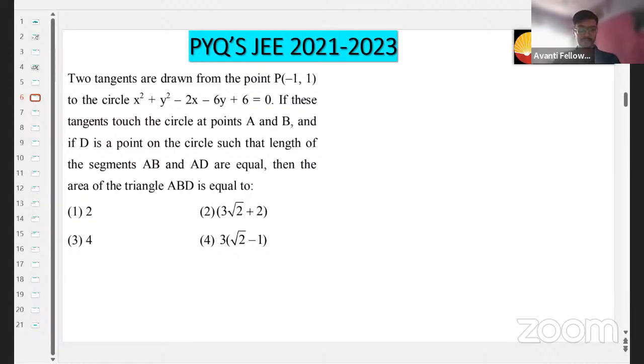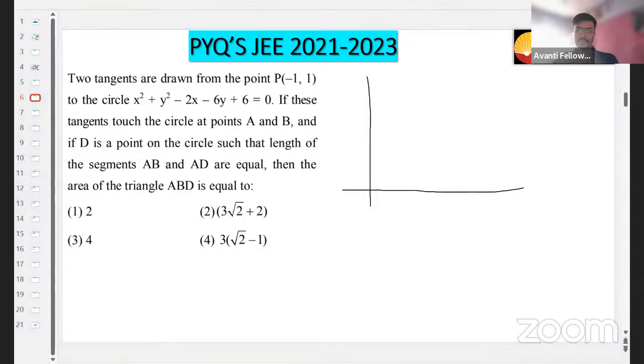I hope you have read the question. So let's try to draw the diagram first. Two tangents are drawn from the point minus 1, comma 1 to the circle. If these tangents touch the circle at point A and B. Okay. So let us first try to draw the coordinate axis. Right, guys?